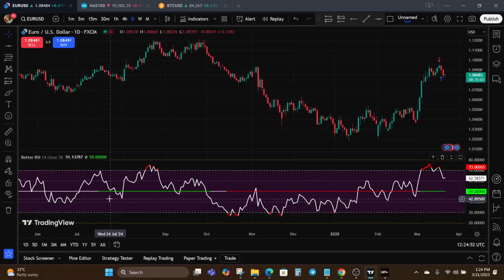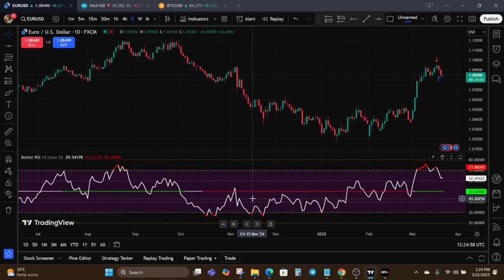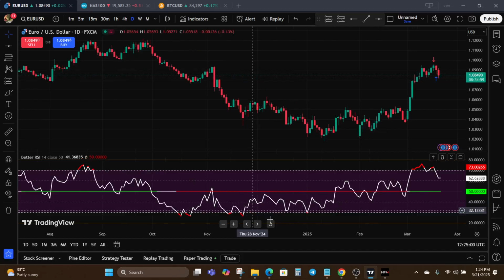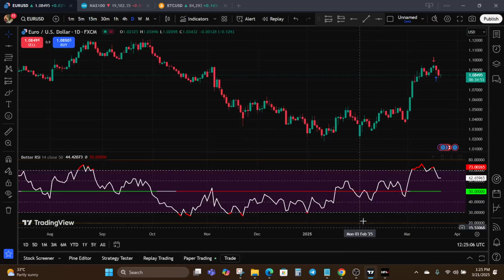Now, this tool actually works by refining RSI signals through adaptive smoothing, helping to reduce market noise and providing cleaner momentum readings, and the dynamic overbought and oversold zones as well.